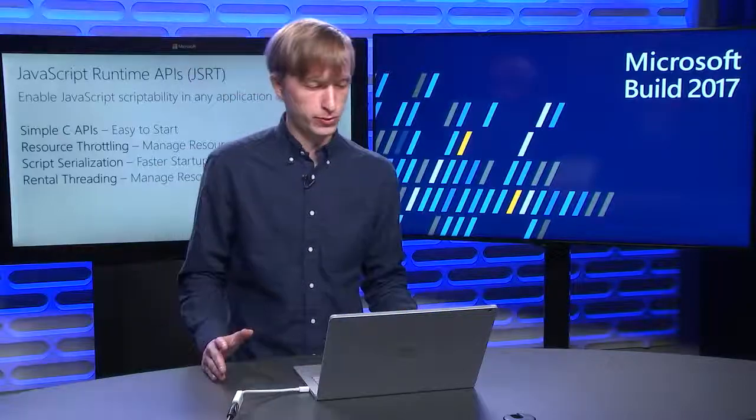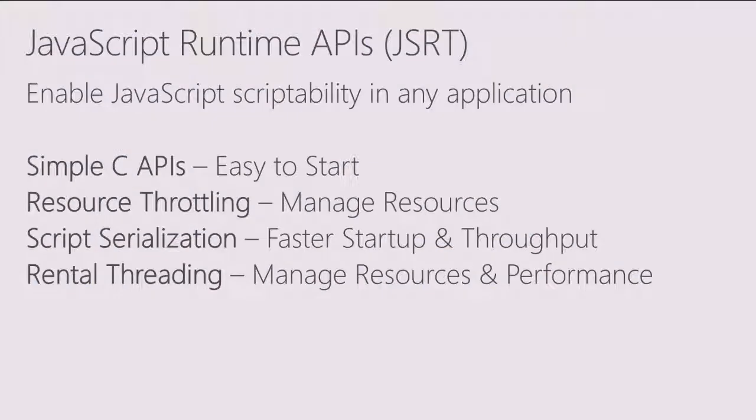And on top of these APIs, we have a bunch of features that are specifically targeted to hosting scenarios. So one of the things that you're going to want, especially if you're running user code, like a stored procedure type scenario, is resource throttling. So you can say, hey, this code gets X percent of CPU and Y percent of memory, something like that. So resource throttling is something that you can do with JSRT.